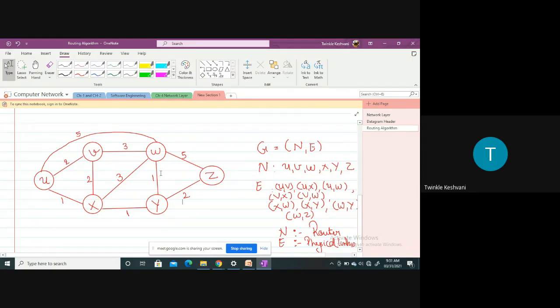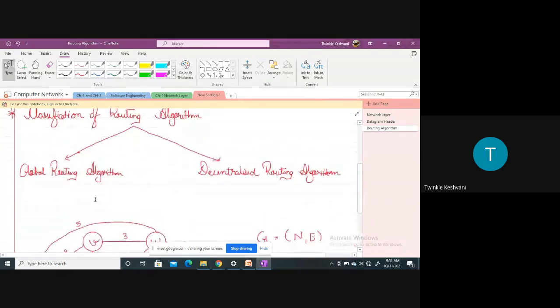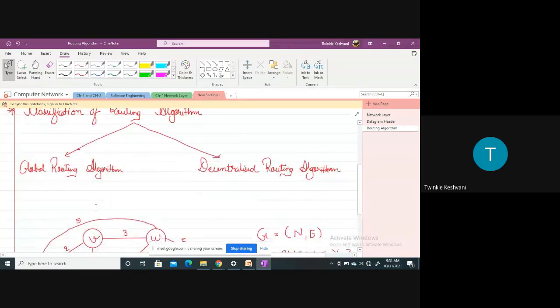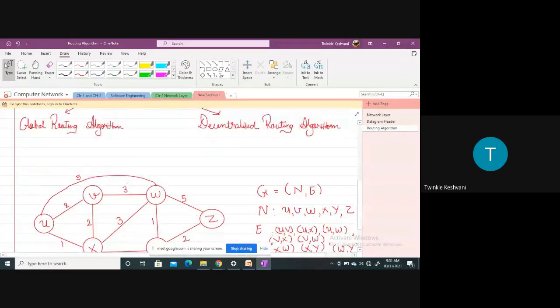So we can say it floods the packet, so that it can visit all the routers. That is what we call a global routing algorithm, and that is possible only if the source node has the knowledge of all the routers on the network. If the source node does not have information about all the routers, then flooding won't be possible. So if the source node has the information of all the routers on the network, then that algorithm is referred to as a global routing algorithm.